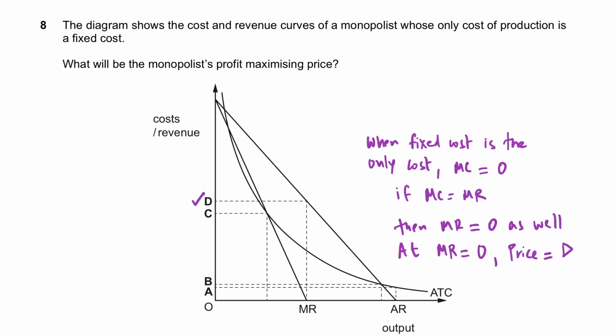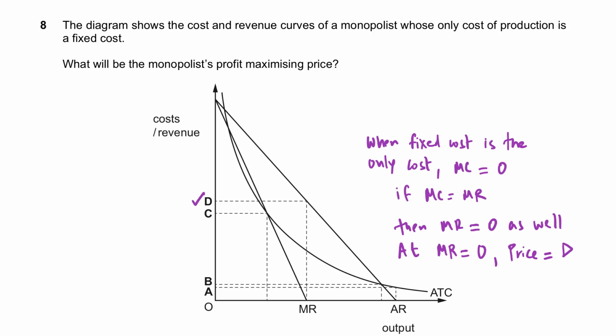In question 8, they give us this curve. They say the diagram shows the cost and revenue curves for a monopolist whose only cost of production is a fixed cost. So if your fixed cost is the only cost, this means that you don't have any marginal cost. Why? Because marginal cost is the change in cost when you produce an extra unit. Because the only cost that you have is your fixed cost, this means the marginal cost is zero.